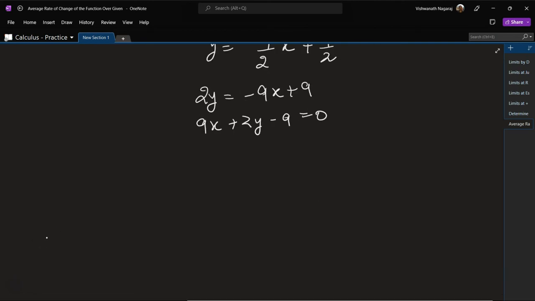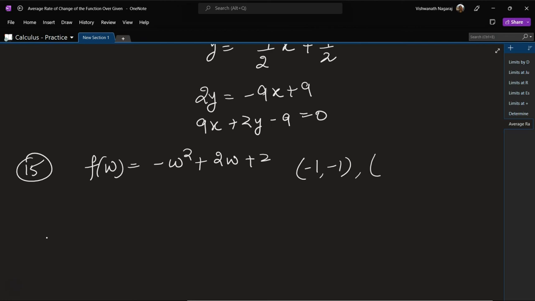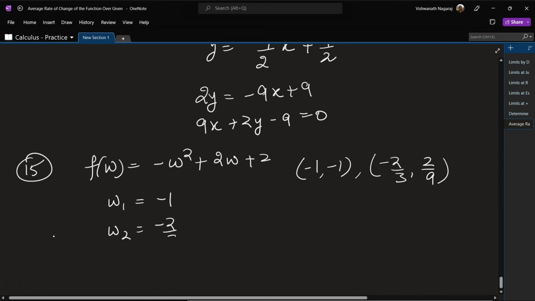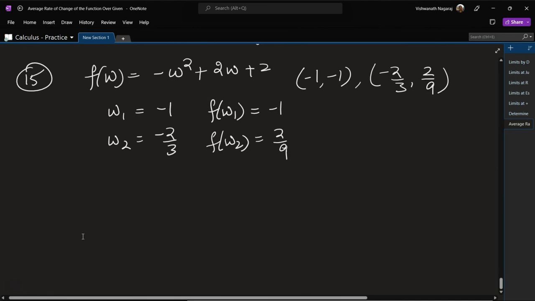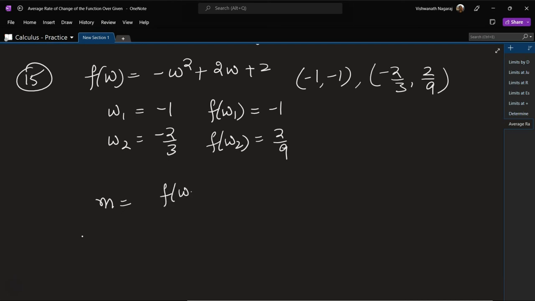Okay, 15th one. F of w is equal to minus w square plus 2w plus 2. And between these 2 points, minus 1 comma minus 1 and minus 2 by 3 comma 2 by 9. Okay, just for simplicity's sake, let's say W1 is equal to minus 1, W2 is equal to minus 2 by 3. Yes, and f of W1 is equal to minus 1. F of W2 is equal to 2 by 9. So the slope would be, it still boils down to y2 minus y1. So here it will be f of W2 minus f of W1 by W2 minus W1.